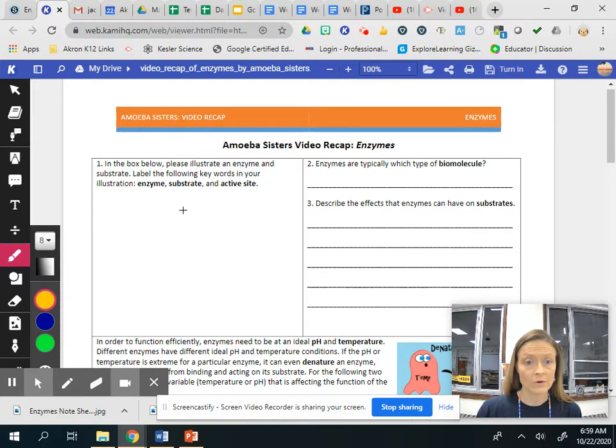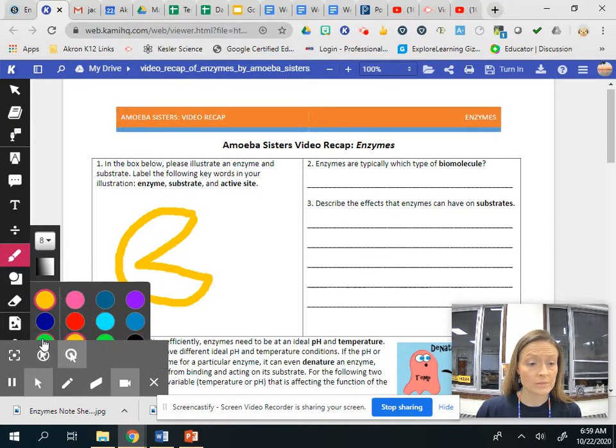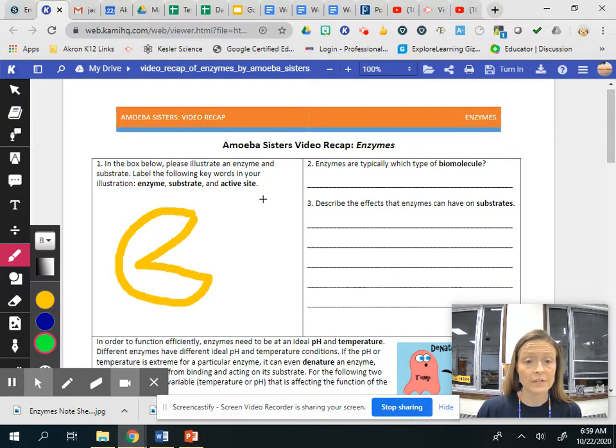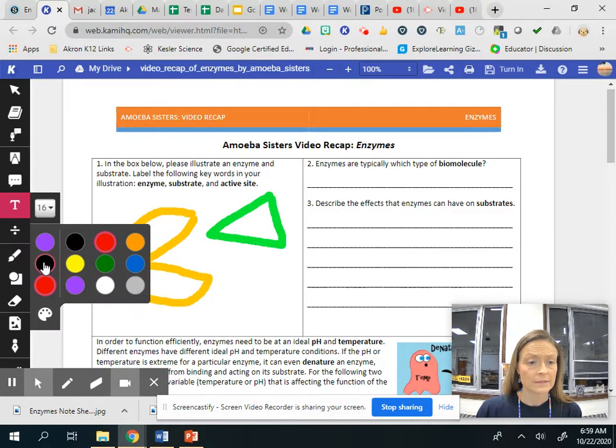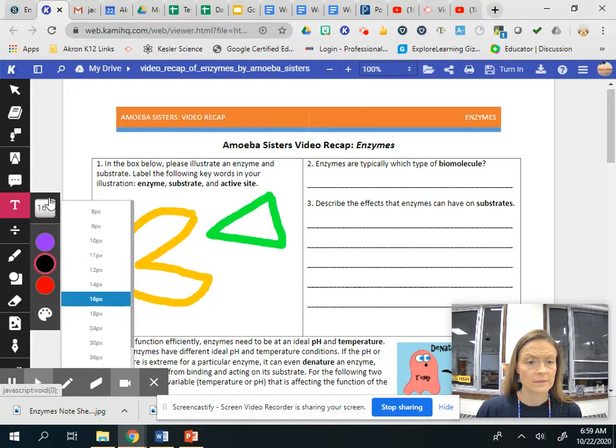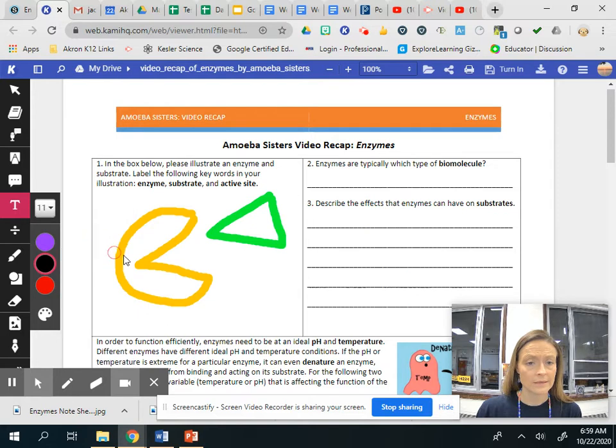I'm going to make the line a bit thicker. We can make him yellow like Pac-Man, and just do your shape, and then you have to have a substrate, so I'm going to draw something different here. My substrate is going to have the right shape to fit into the enzyme. So now you want to label.